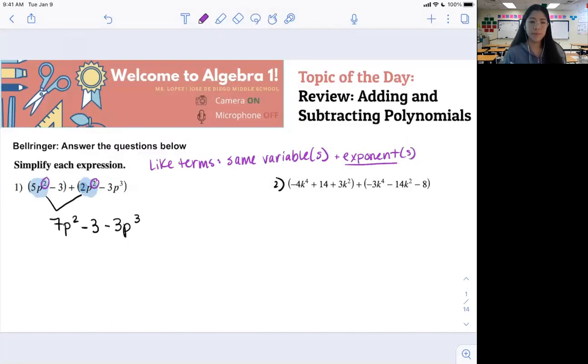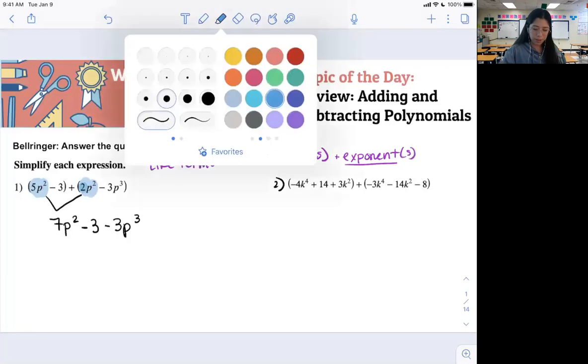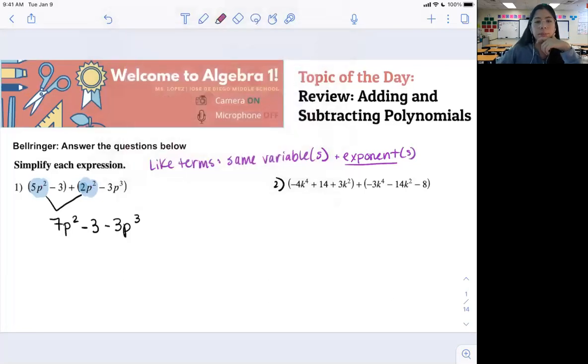Oh, yes. Okay, cool. That's something that can be really confusing at first, but the more practice we do, the more intuitive it's going to become. Okay, so I have 7p squared minus 3 minus 3p cubed. Is that my final answer, or should I do something else to it? Put it in standard form. Good, Melanie. And what does standard form mean?